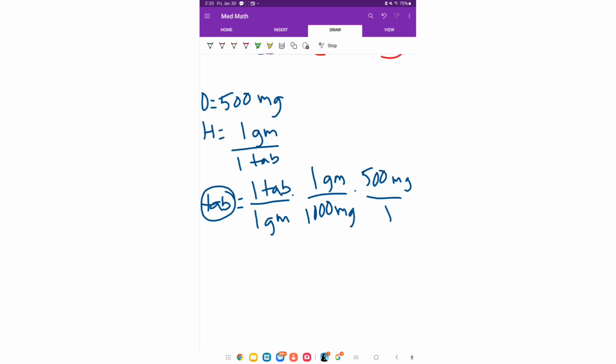The question reads, the order is for 500 milligrams every morning. We have 1 gram per tablet. You will give how many tablets? So I know that we're talking about tablets here, so I'm going to write down tablets first. So I want to keep my tablets. I'm going to write down this ratio of what we have. So 1 tablet over 1 gram. I want grams to cancel out, right? So going back to what the ratios were that we remembered.